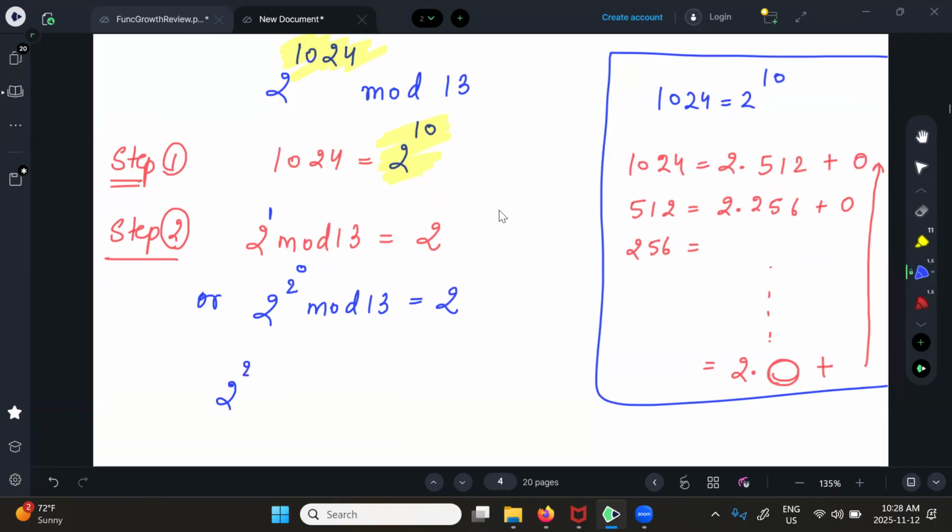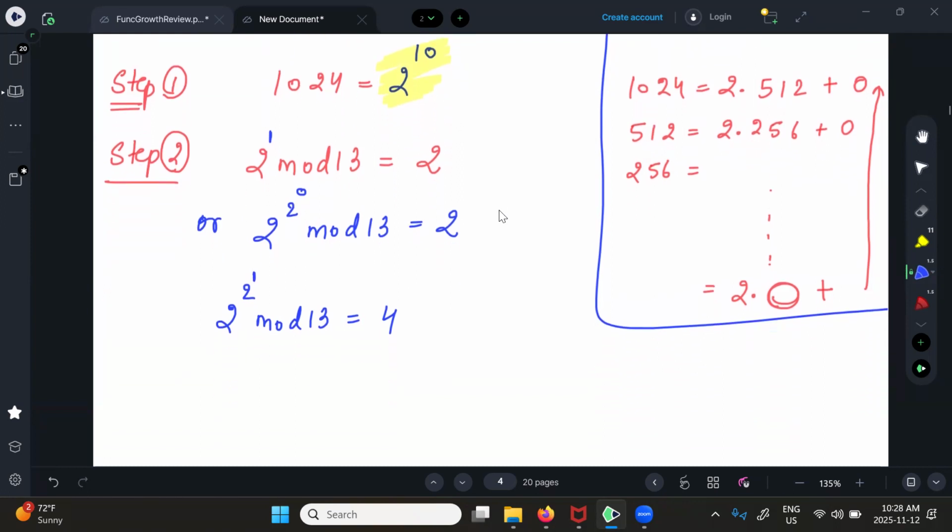So what is 2 squared mod 13? Well, that is 4, right? That's 2 to the power 2 to the power 1. Make sense? When I do the square again, you know what I'm doing? I'm going to do 4 squared mod 13, which is nothing but 2 to the power 2 to the power 2 mod 13. What is 4 squared? 16. 16 when divided by 13 gives remainder 3.